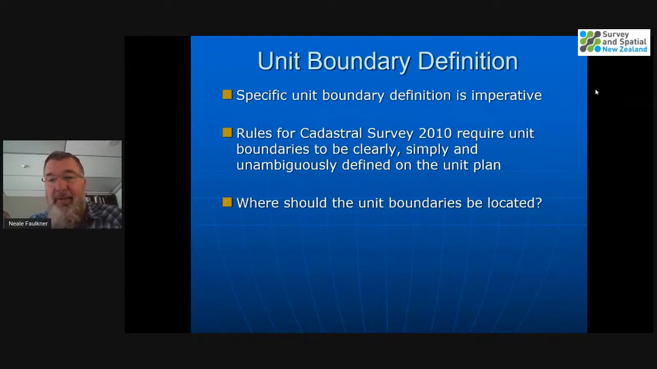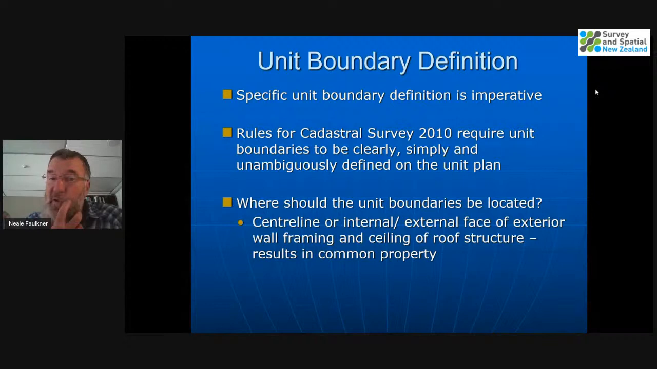Where should the unit boundaries be located? Centre lines or internal, external face of exterior wall framing and ceilings of roof structure results in common property. There's a real trend, I guess it's a trend, of putting the exterior weatherproofing fabric of the building in common property because it makes the administration of it by the body corporate at a later date that much easier. If it's in unit property, then you've got to do work within someone's property, which is a problem.